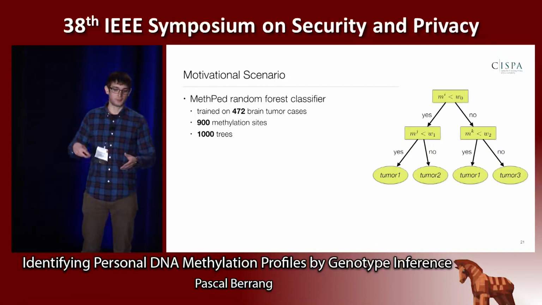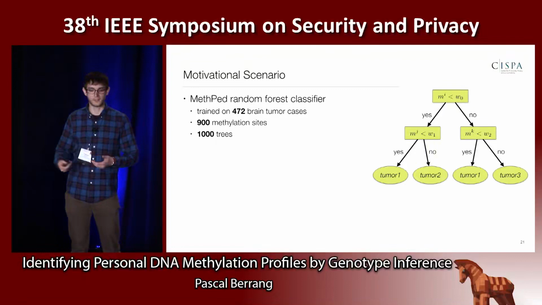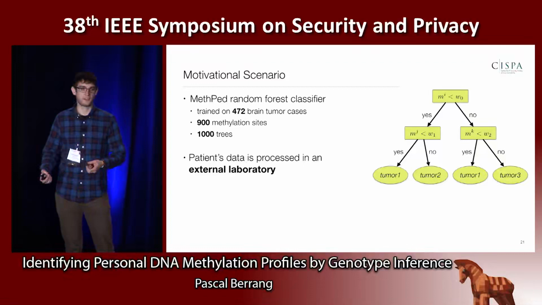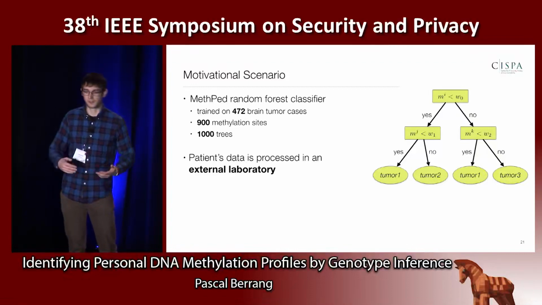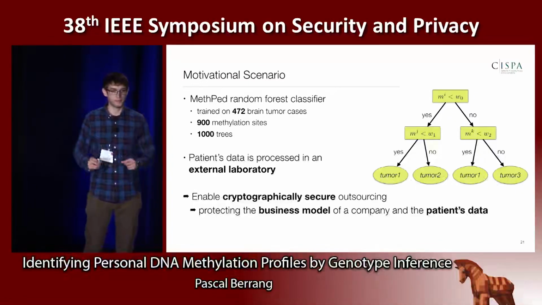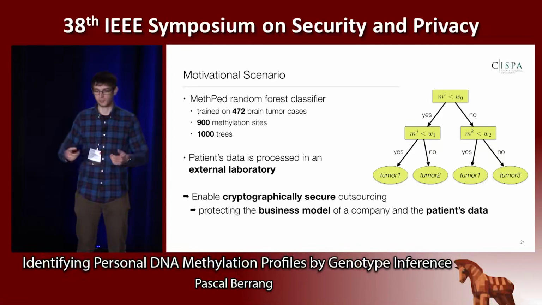Now, usually when such a classification happens in practice, this is not done at the hospital where the sample was taken, but it's processed in an external laboratory. And this process usually takes more than 1 day until you get the result back. We wanted to secure this process by cryptographic means, and this should not only protect the most important part, the patient's data, but also the business model of such a company which provides these classification tasks. The business model of those companies often is the algorithm itself. They do not want to reveal their classification algorithm, so how it works.